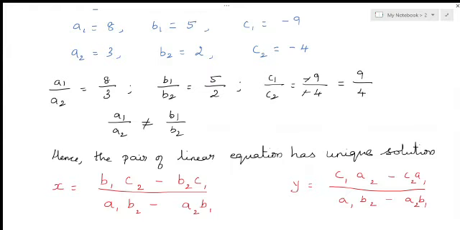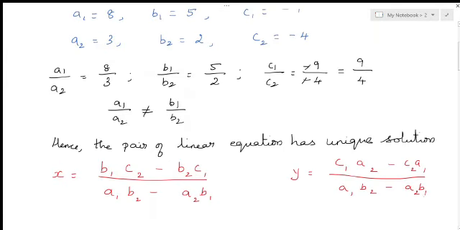Just substitute the values. Now instead of b1 I have 5. So let me substitute the values. Instead of b1 it is 5 into, instead of c2 it is minus 4, minus b2 is 2 into c1 is minus 1 divided by, instead of a1 it is 8 into, instead of b2 it is 2, minus instead of a2 it is 3 and instead of b1 it is 5.